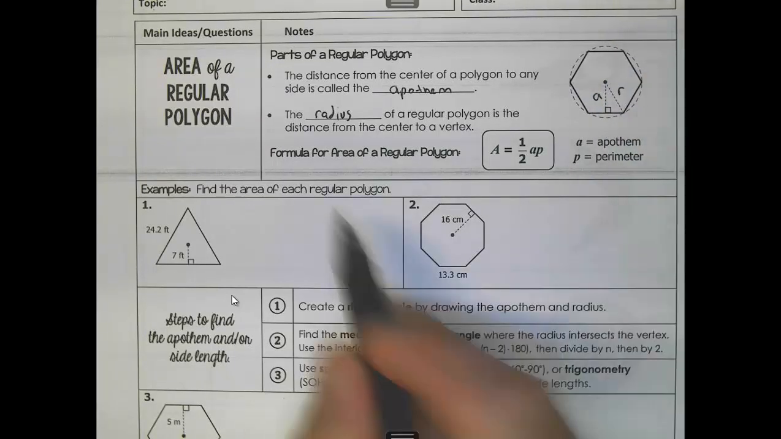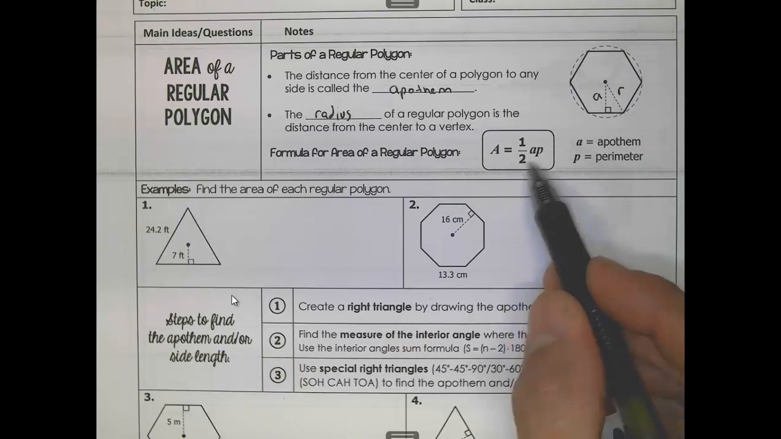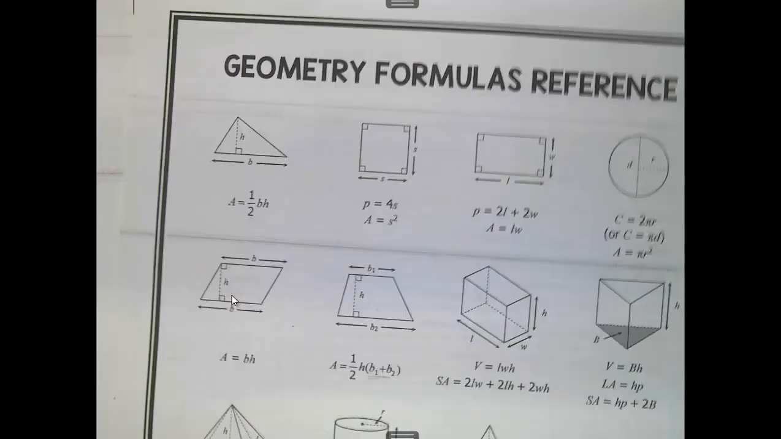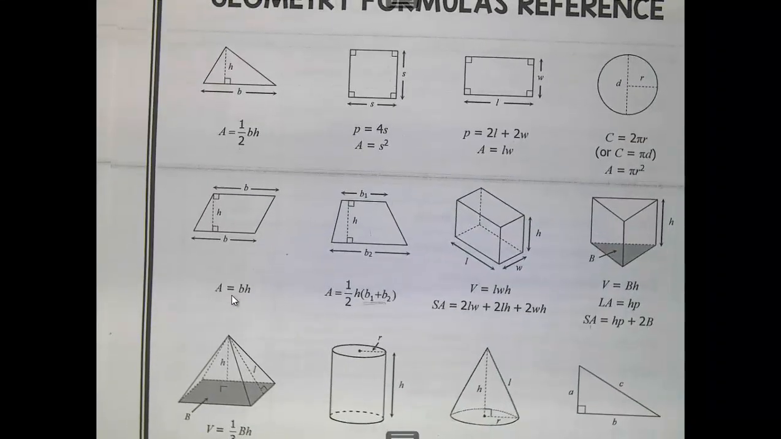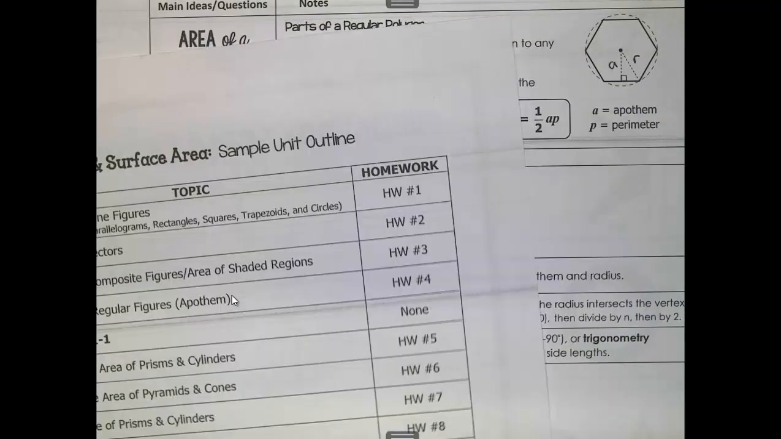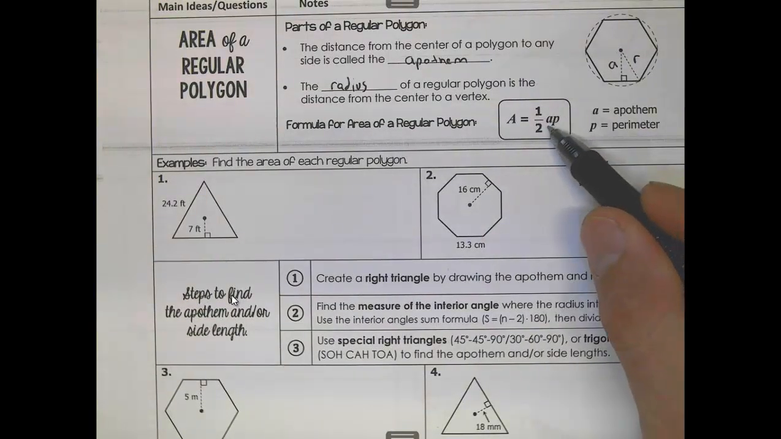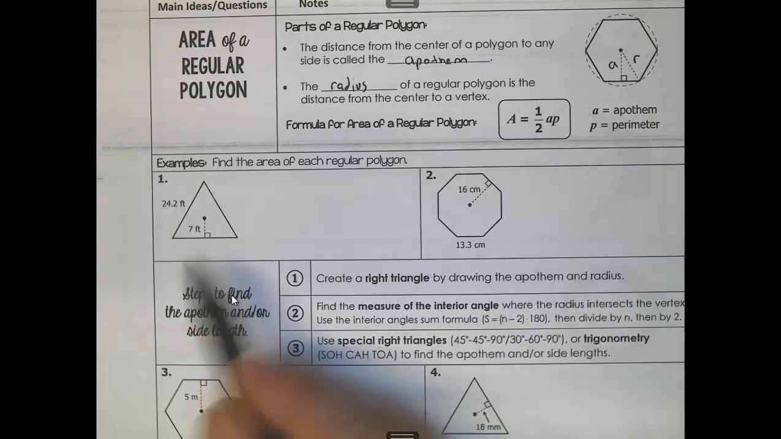And then the area formula, which I believe is on your little formula sheet that has all the formulas on it. Oh, I lied, it's not on here. But the formula is 1/2 apothem times the perimeter.